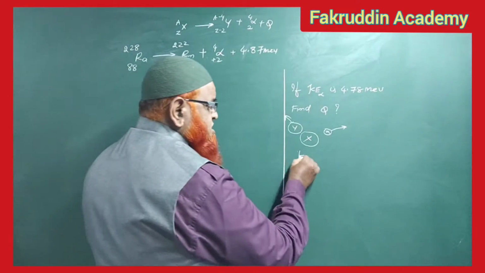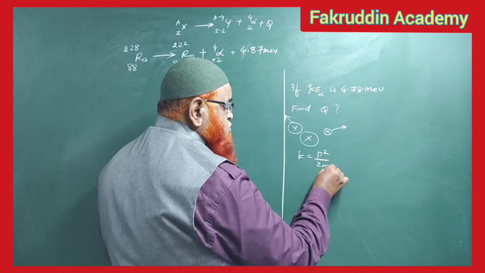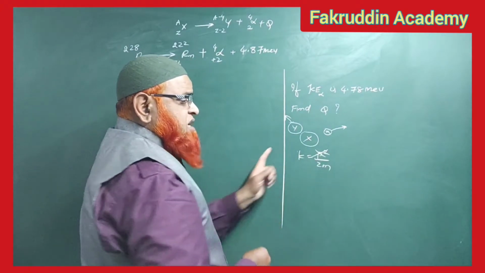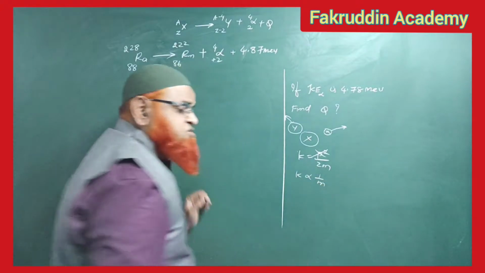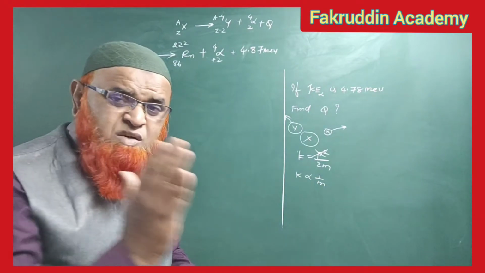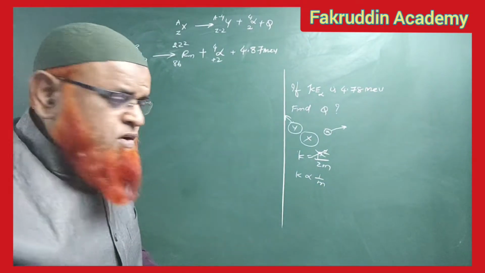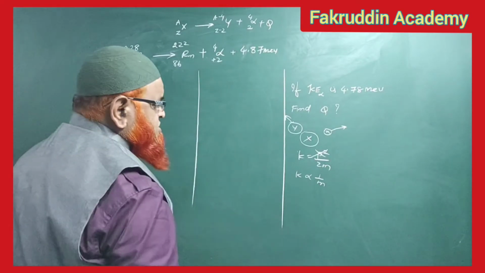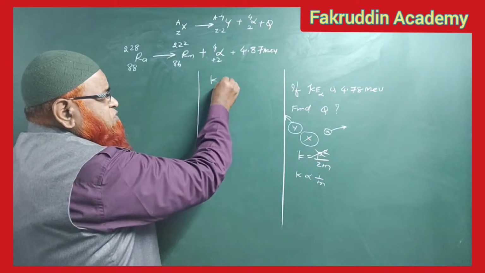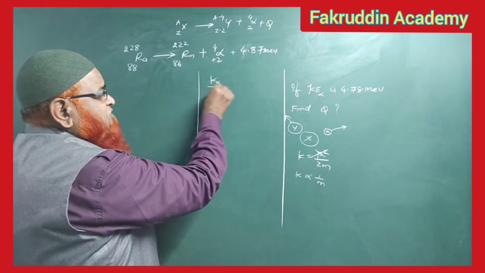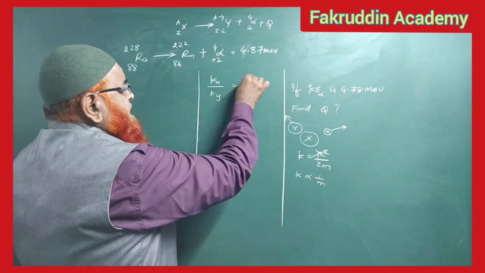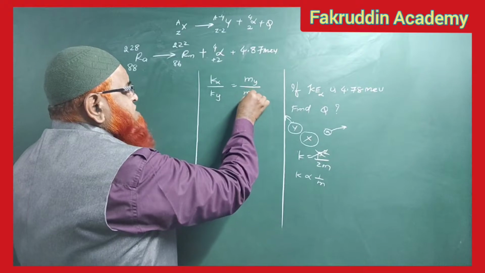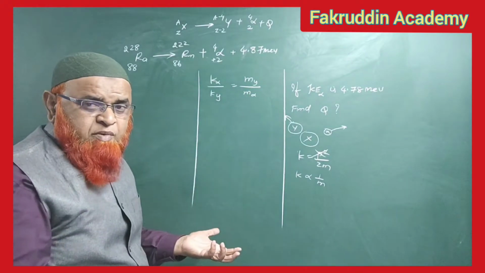You all know that the relation of kinetic energy is nothing but p square by 2m. And momentum is conserved because conservation of momentum takes place here. Kinetic energy is inversely proportional to mass. Kinetic energy is inversely proportional to mass in this case. So let us see what is going to happen. So what I am going to say here is kinetic energy is inversely proportional to mass, means kinetic energy of alpha particle by kinetic energy of daughter nuclei is going to be mass of daughter nuclei by mass of alpha particle, as they are going to be inversely related.